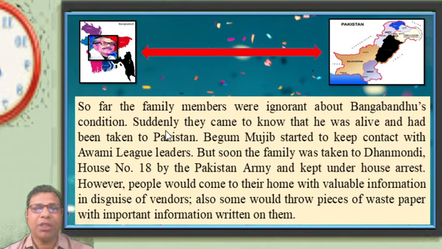Begum Mujib started to keep contact with Awami League leaders, but soon the family was taken to Dhanmondi, house number 18, by the Pakistan army and kept under house arrest. However, people would come to their home with valuable information in disguise of vendors. Also, some would throw pieces of waste paper with important information written on them.